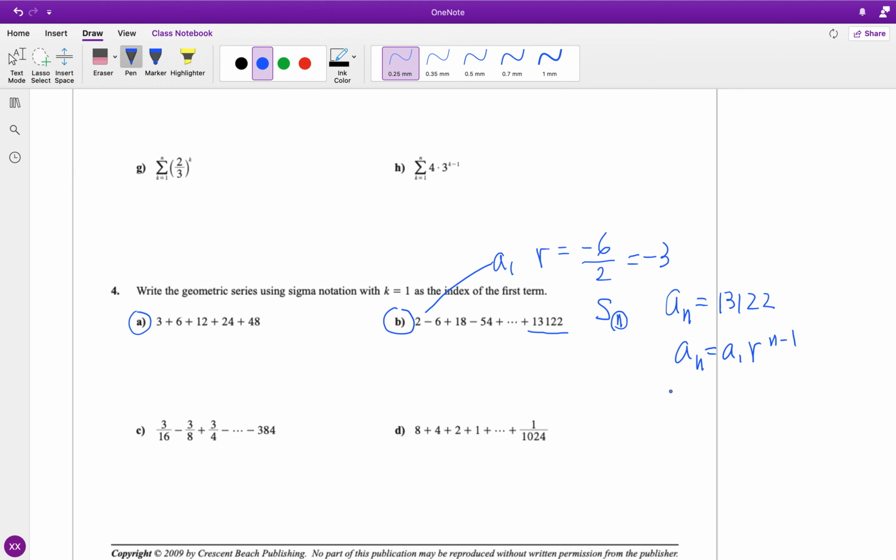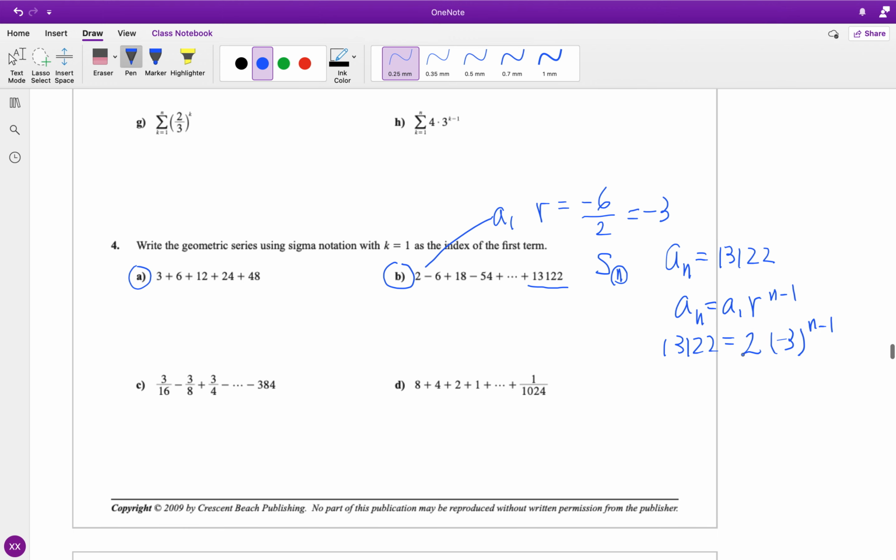So we know this number, 13122. We also know a1, which is 2. We also know r, that is negative 3 to the power of n minus 1. So again and again, now n is in the power. So we just have to use our strategy to get the same base and have a power on this side so that we can calculate the n.